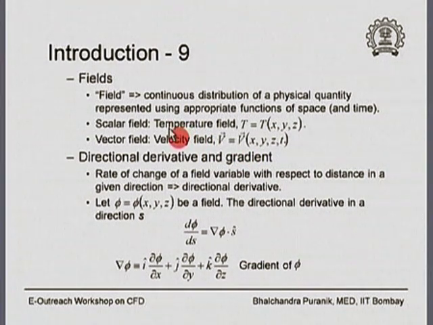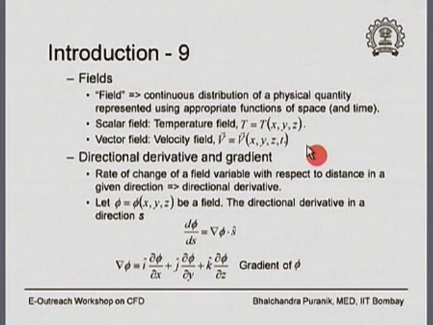If you are dealing with a scalar such as temperature, we have a scalar field. If you are dealing with a vector such as velocity, we will have a vector field. And in general, the vector field V, say, can be a function of x coordinate, y coordinate, z coordinate, and time as well.